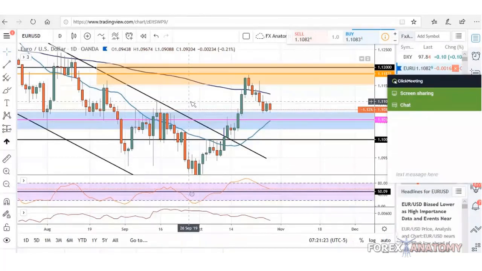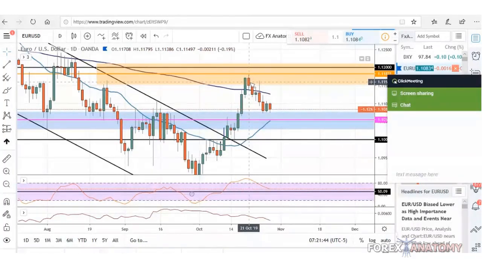Now we can see clearly that last week, really most of last week, we saw price correct on the Euro USD. We see this correction lower and this pullback lower, and that's mainly due to some US dollar strength that kicked in right around this particular area.